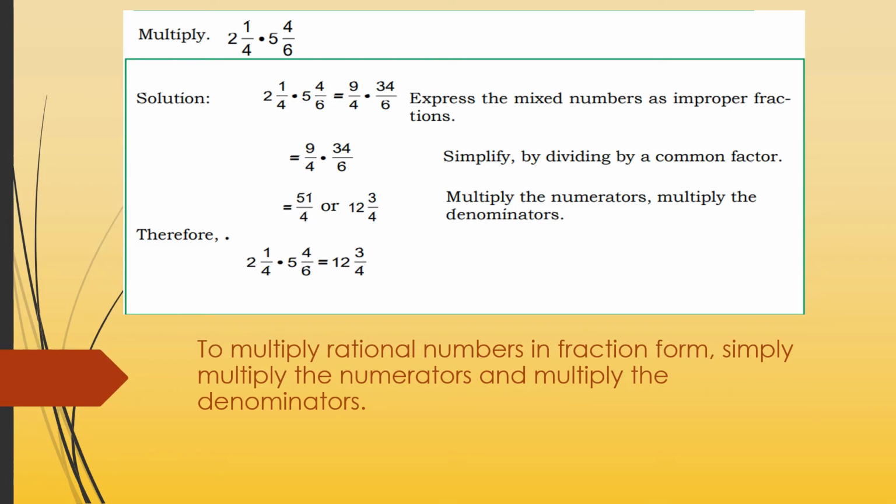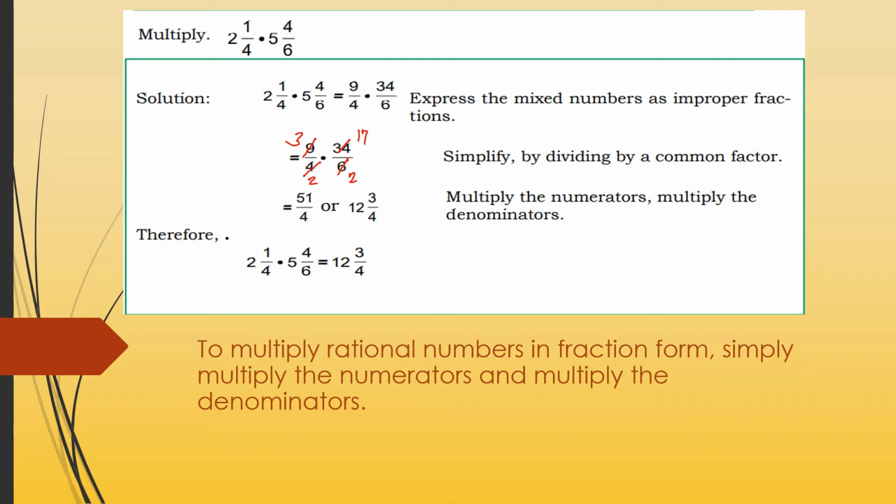Then, how are you going to multiply? Multiply the numerators and then multiply the denominators. So it is 9 times 34 and then 4 times 6. Okay, so to simplify, divide them by a common factor. So 9 and 6 have a common factor of 3. 9 divided by 3 is 3. 6 divided by 3 is 2. 34 and 4 have a common factor of 2. So 4 divided by 2 is 2. 34 divided by 2 is 17.